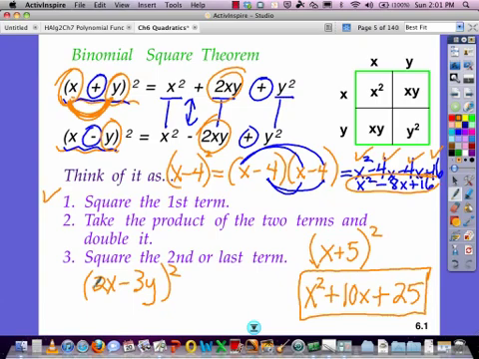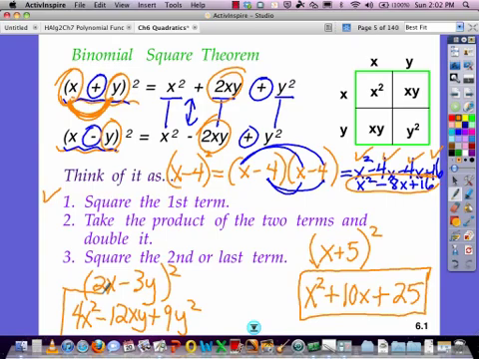We're going to do the exact same thing. Here we go. Square the first term. 2x times 2x, 4x squared. Take the product of the two terms, the numbers and the variables. 6xy, and it was a negative, but double it, that would make it 12xy. And then square the second or the last term. A negative 3y times a negative 3y is a positive 9y squared.